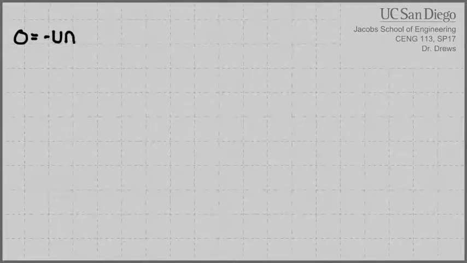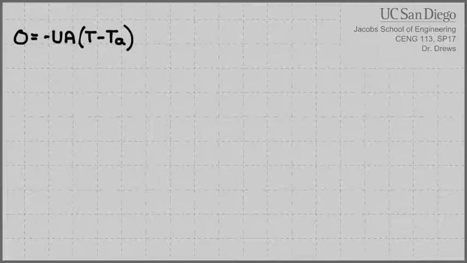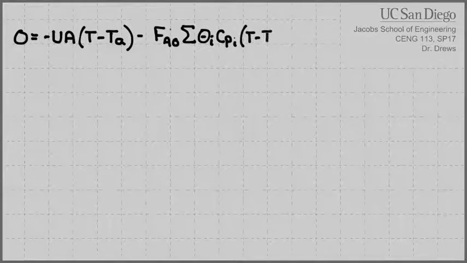So the energy balance that we have for a CSTR, we saw this before, it's the amount of Q that you're taking in or out, so UA times (T minus Ta). And then we subtract off all of the enthalpy terms, so we have FA naught times, actually I think last time you could put that inside, but I put it outside before, so to be consistent, times the sum of theta i Cpi times (T minus Ti naught).